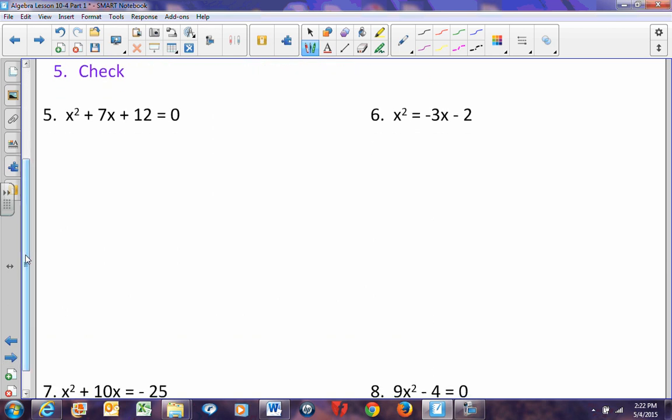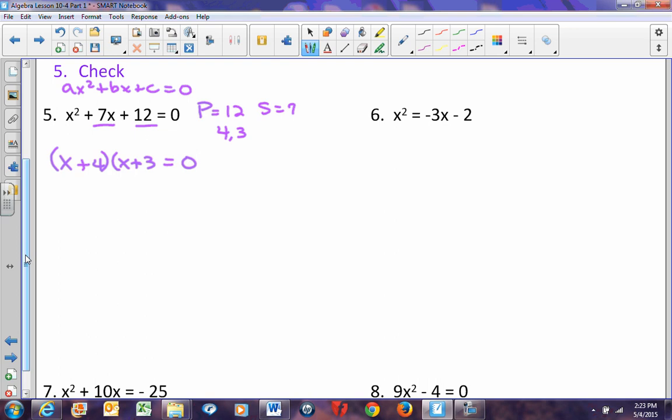It is in the form of ax squared plus bx plus c equals 0, so it's in the right form, and we now need to factor it. We need two numbers that multiply together to get 12 and add together to get 7, which I believe is 4 and 3. So we'll have x plus 4 times x plus 3 equals 0.